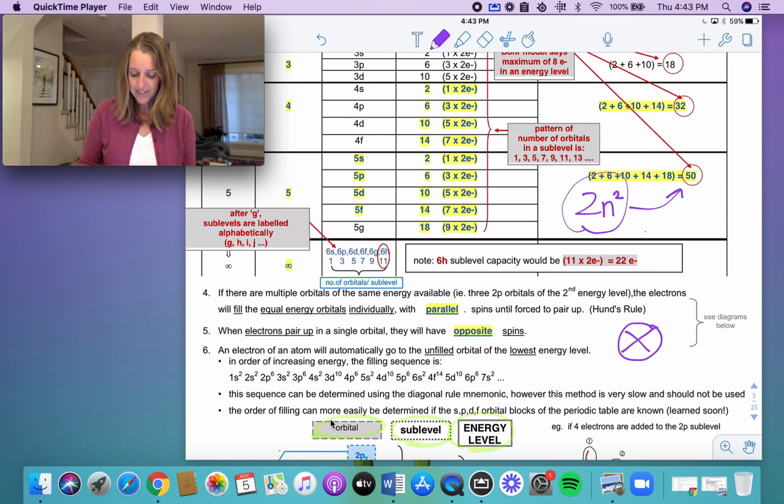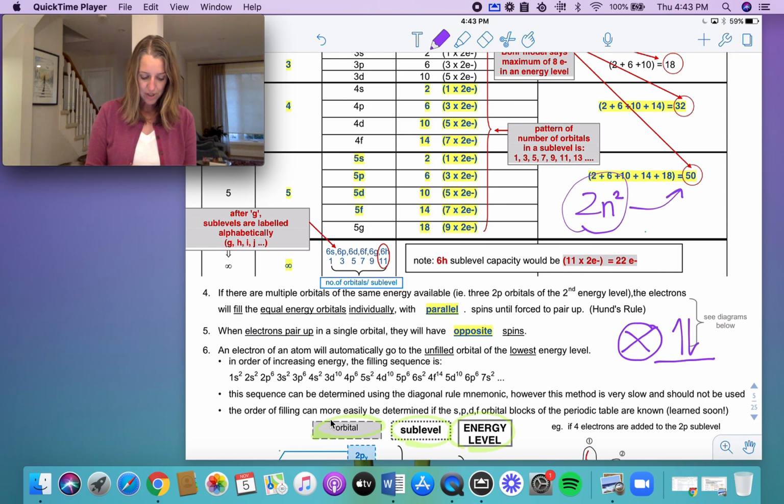You might also see it represented like this, as a line with an arrow up, or a half arrow up, and a half arrow down. Tomato, tomato, it's just how those people decided to draw that, okay? It shows the exact same thing, so you can be familiar with both of those.